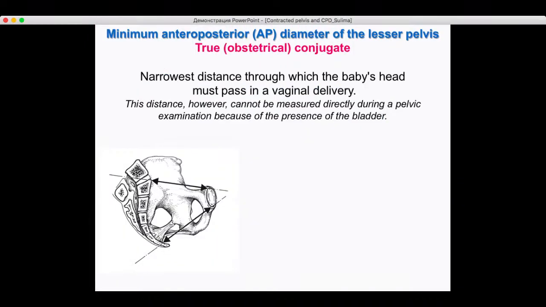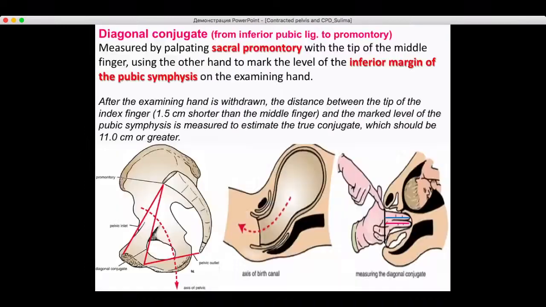The true or obstetrical conjugate is the narrowest distance through which the baby's head must pass in a vaginal delivery. This distance, however, cannot be measured directly during a pelvic examination because of the presence of the bladder.